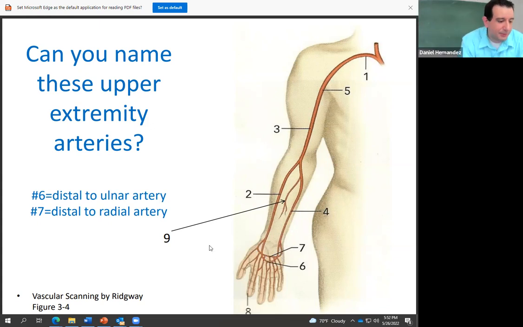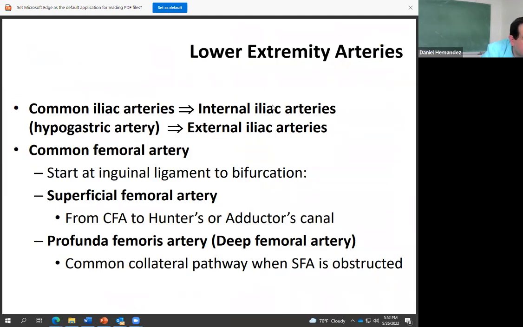I can't see this. Hold on. So lower extremities now. I'm getting hot. Only 83 in here.